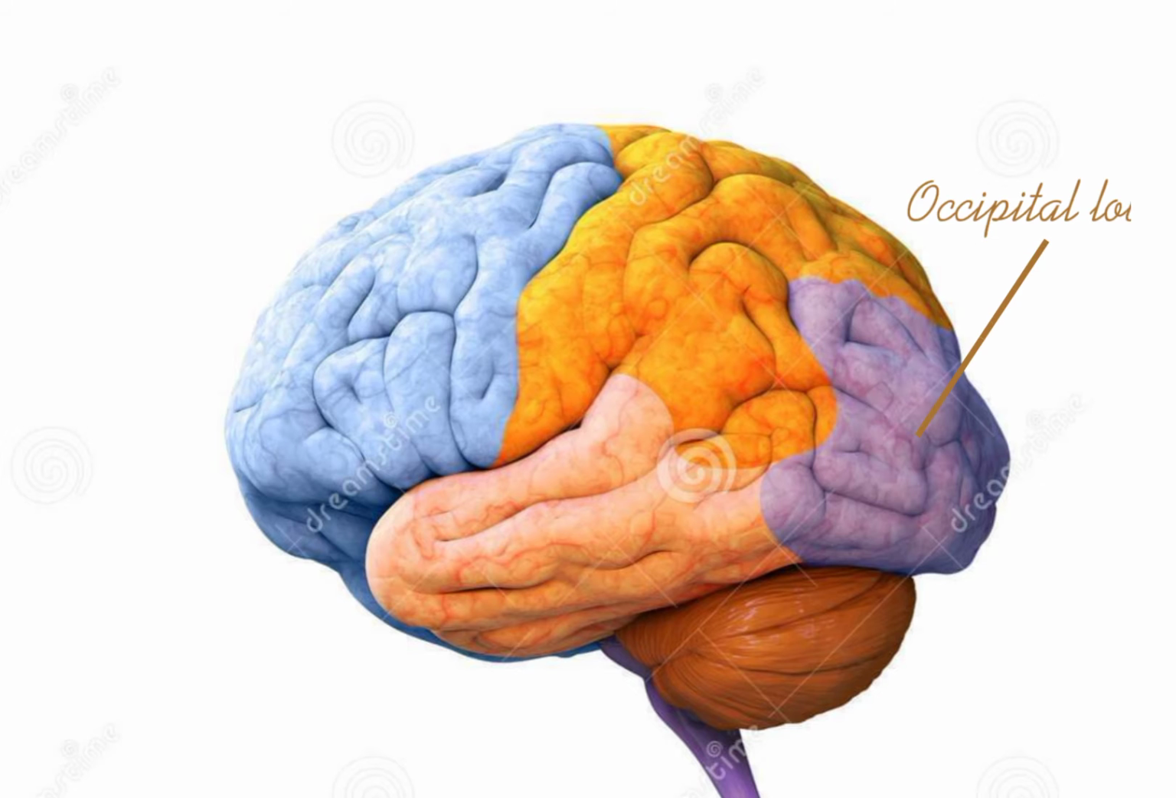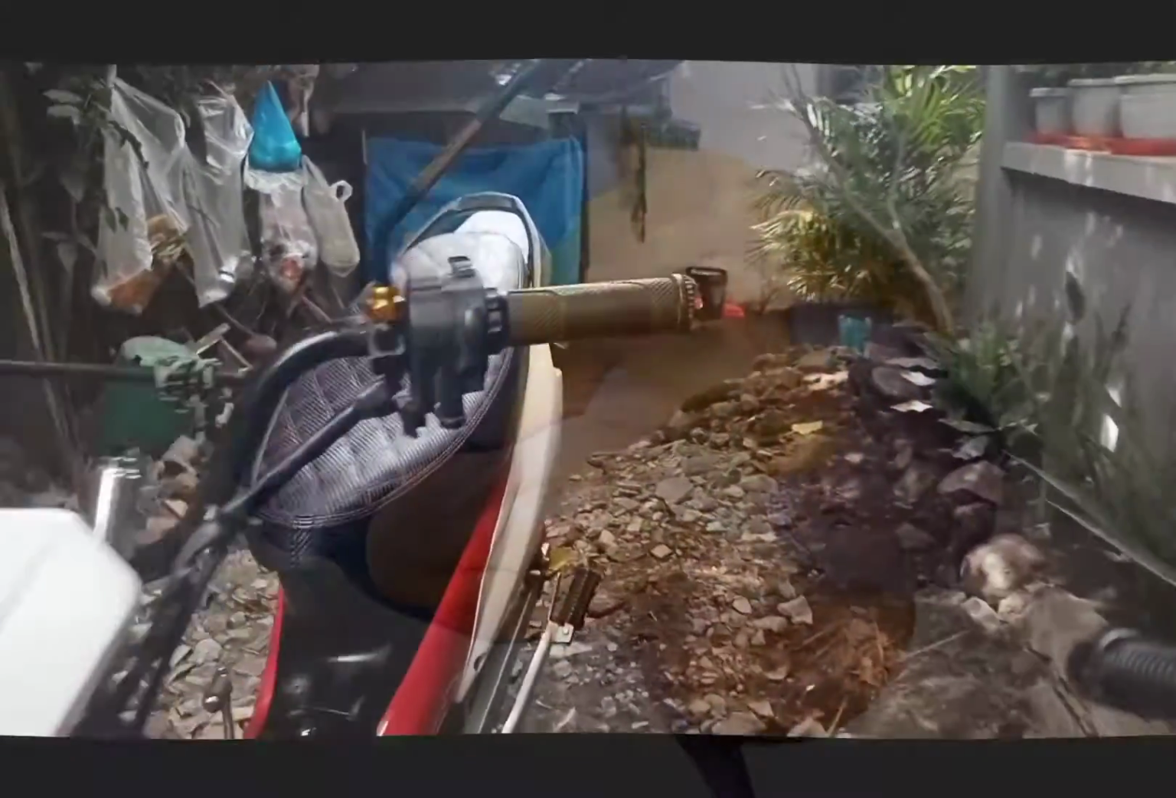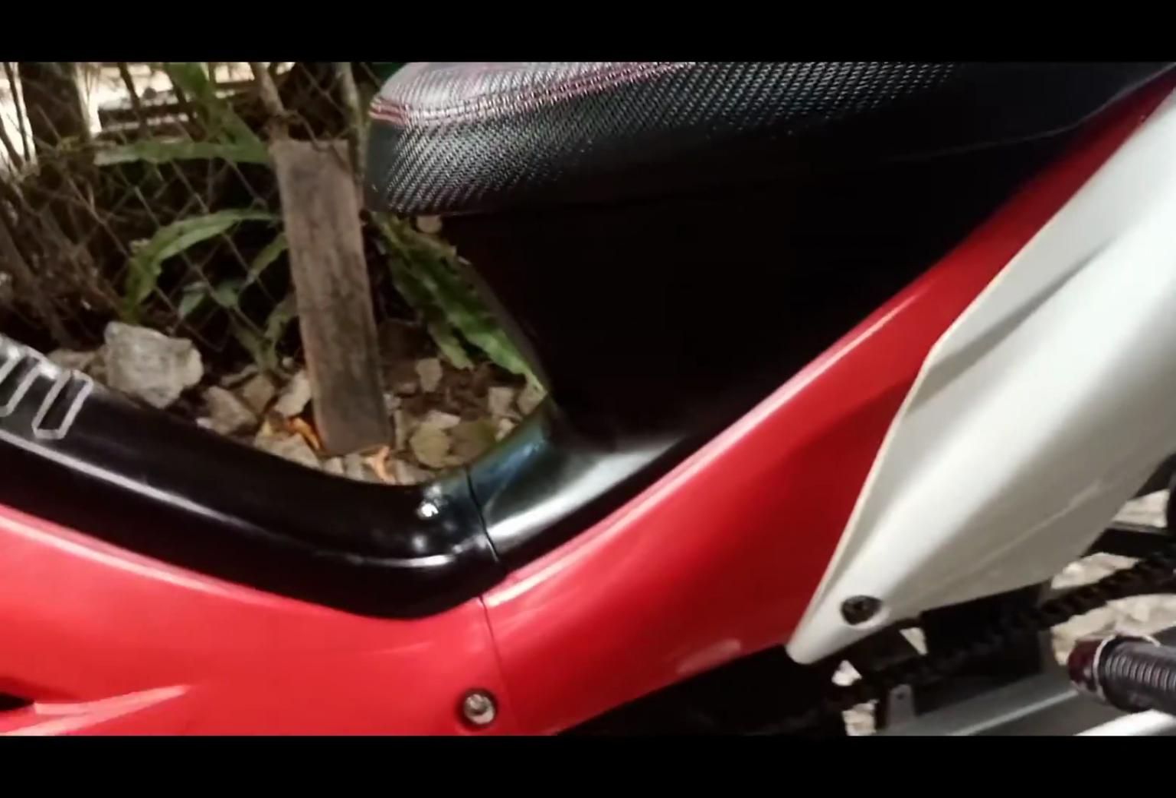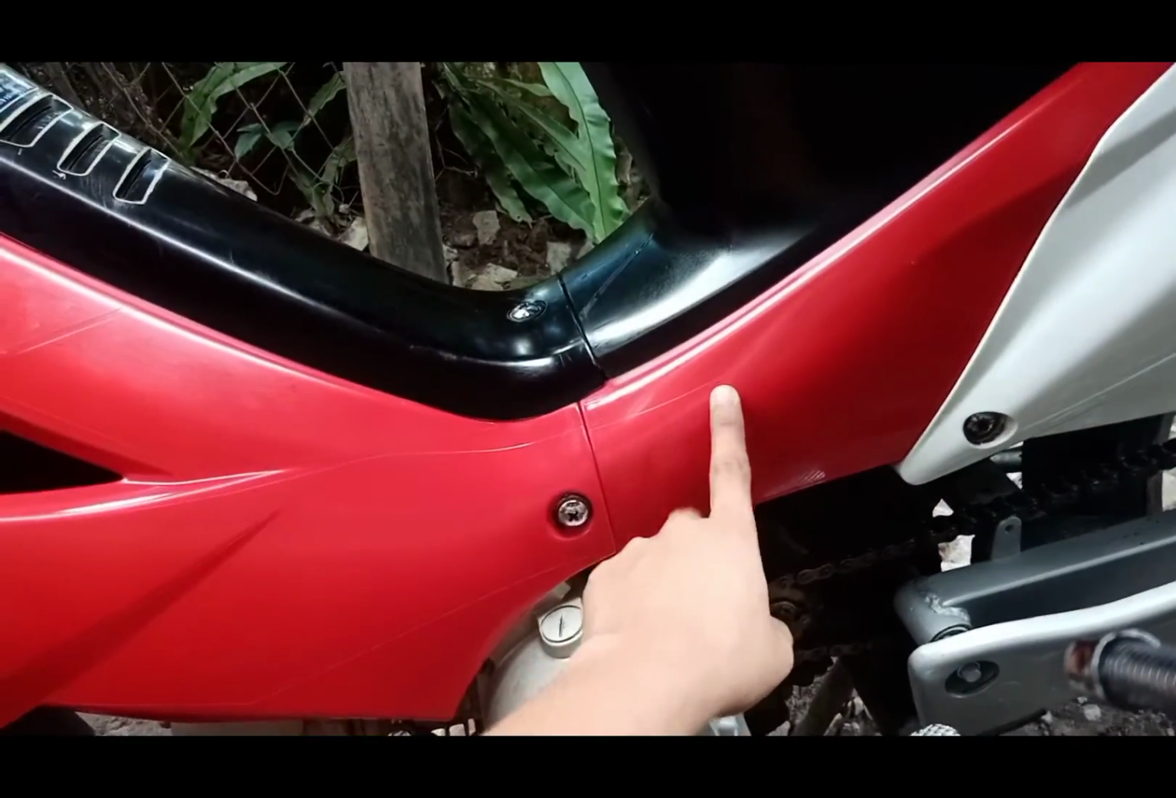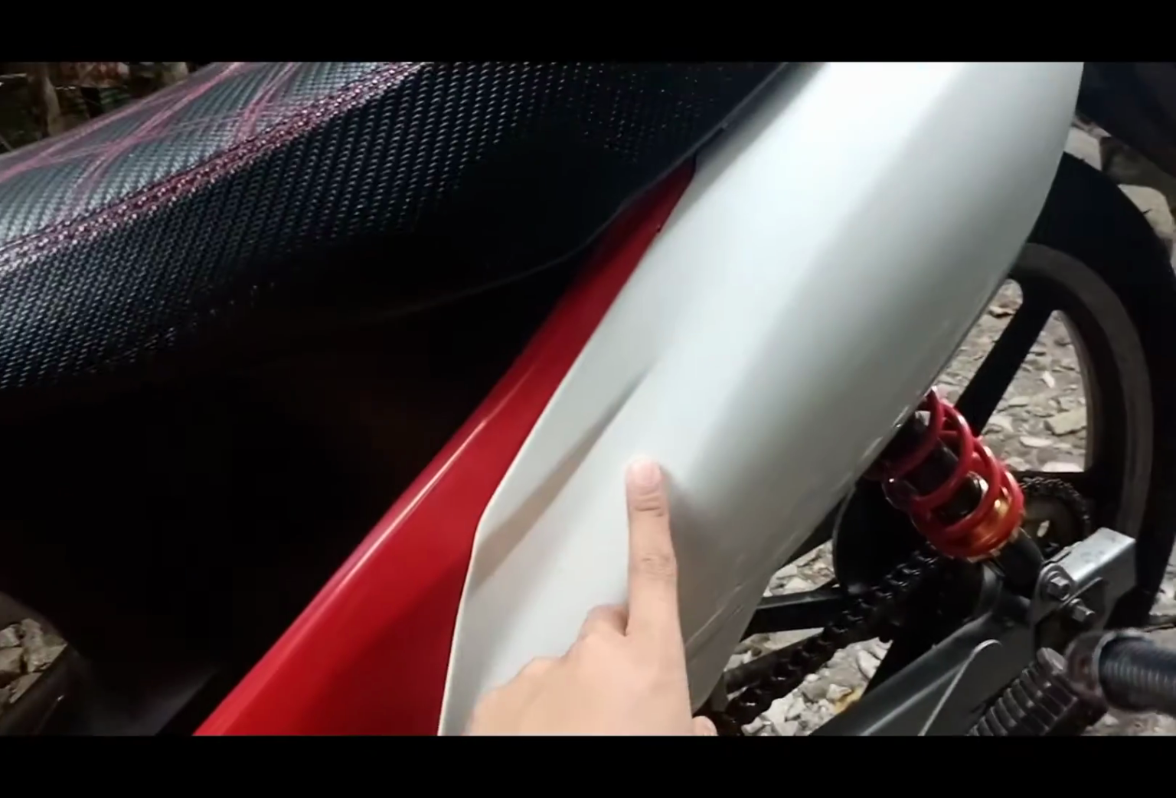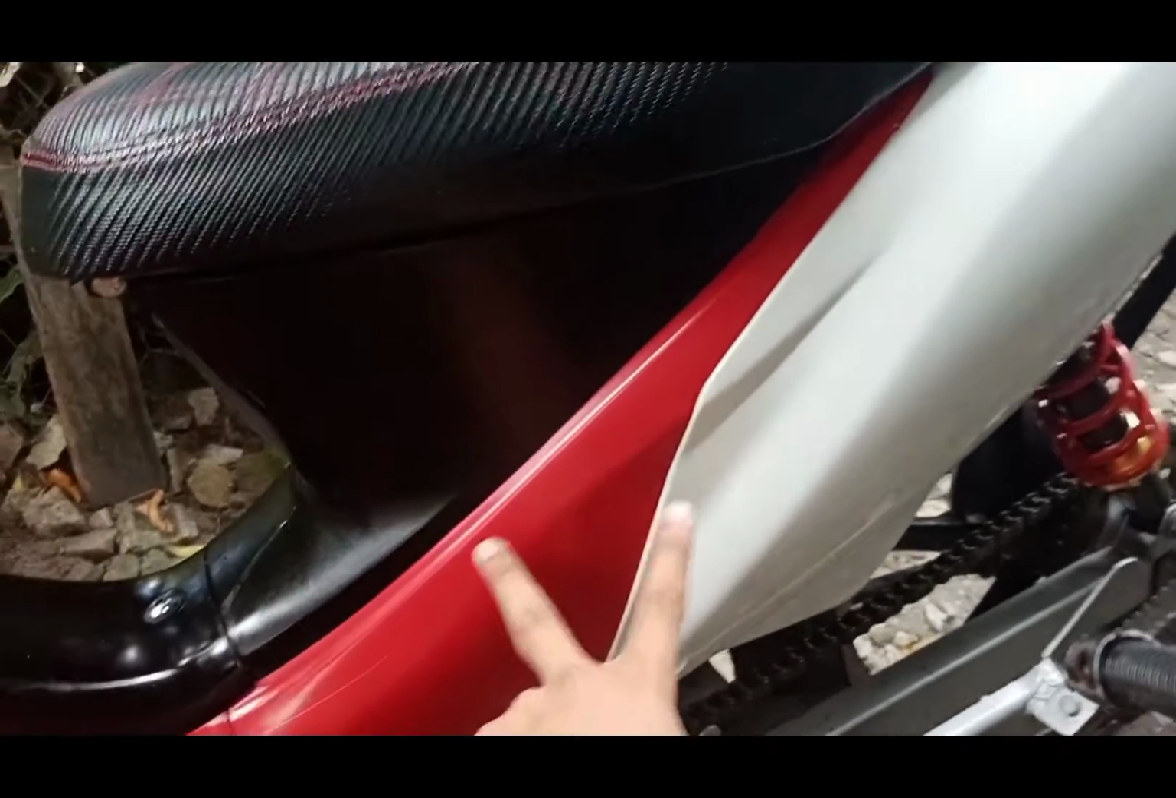Next is the occipital lobe. The occipital lobe is the brain's visual processing section. It's linked to learning and memory processing, distance and depth perception, color perception, object and face identification, and also memory formation. The occipital lobe has a function of visual processing like, for example, my motorcycle has 3 different types of color, and the color of my motorcycle is black, red, and white.